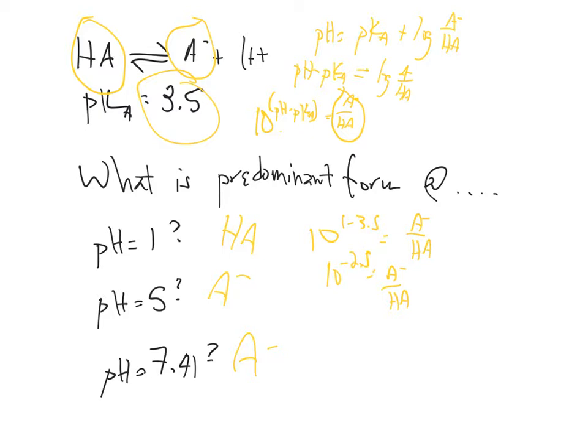So that means there's going to be more HA than A minus. And if you wanted to know the percent, you have to realize that A minus plus HA has to equal 1, or usually 100 percent. So if this comes out to, say, maybe 60-40 or something, but I can't do that part in my head. It's not going to be 60-40, it's going to be a lot bigger than that.